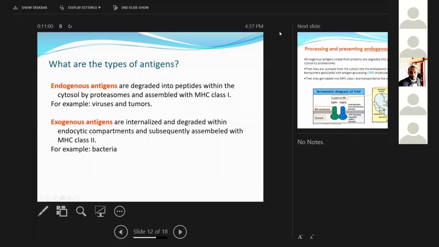So what happens is we capture these bacteria and we force them inside a cell. And then they will not be in the cytosol, they will be inside vesicles. And then when they're inside vesicles, they will be presented with MHC class 2 on the surface of that cell.